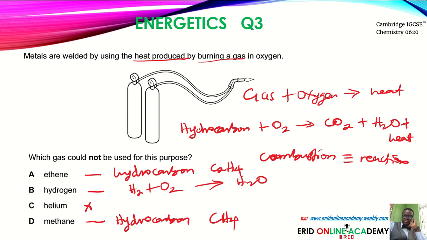cannot be used as a source of fuel, as a gas that can be burned to produce heat energy. So therefore the correct answer to this question is C, because helium cannot be used for this purpose.